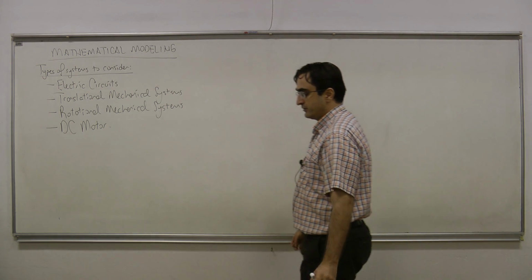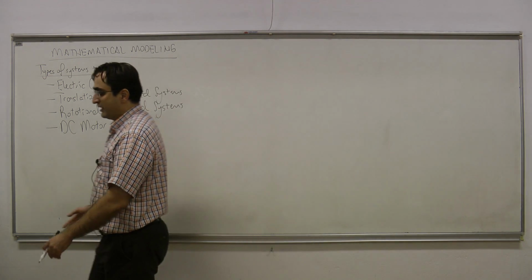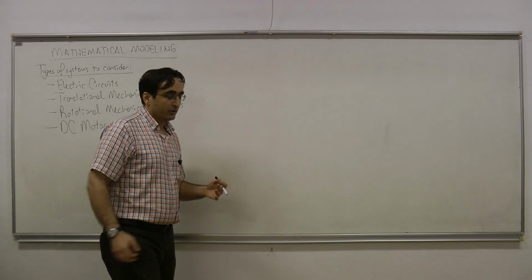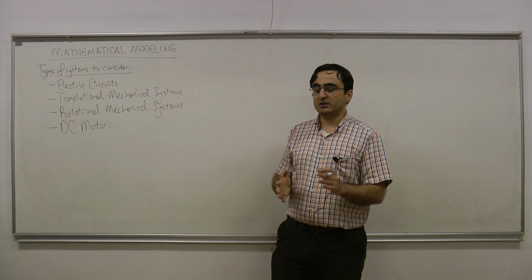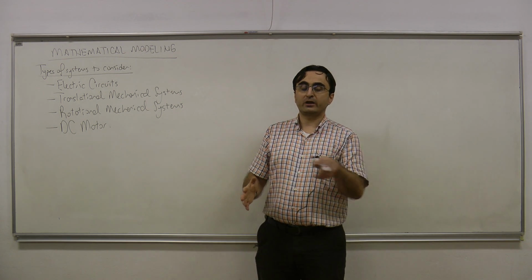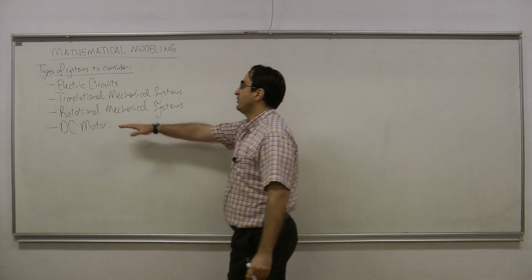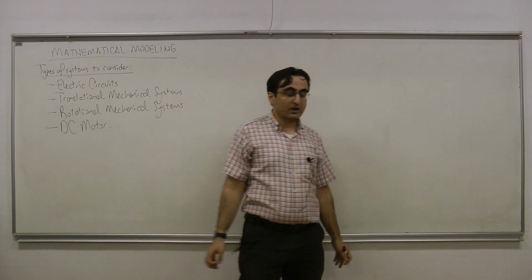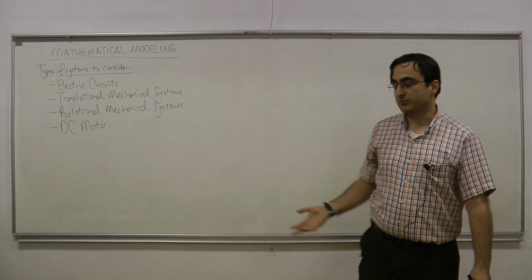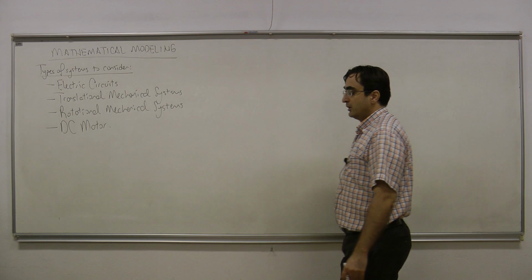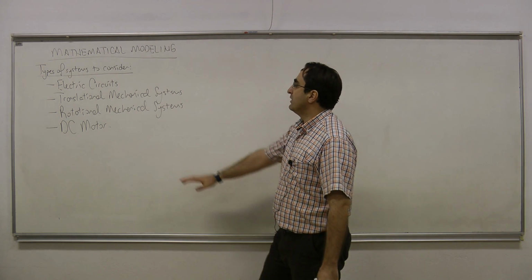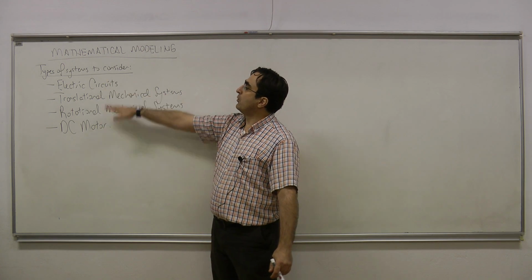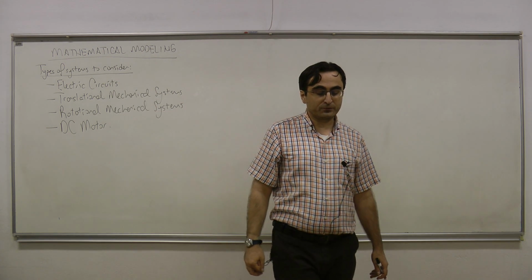Translational mechanical system. Translational means a linear motion. Okay, so translational mechanical systems are mechanical systems in which we have linear motion, no rotational motion. And rotational mechanical systems are, as the name suggests, mechanical systems which would contain rotational or rotating bodies. And DC motor is a combination of all of the above three here.